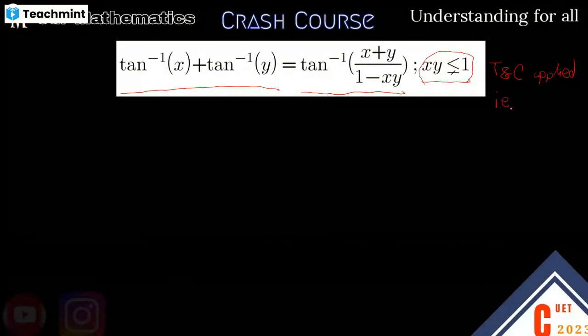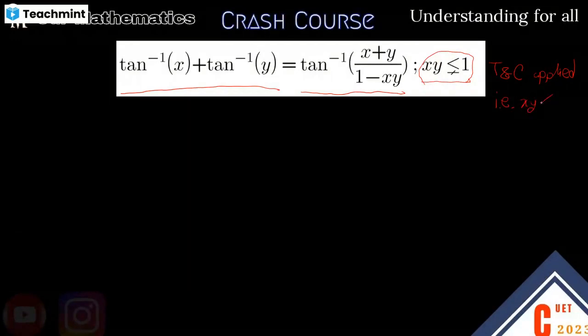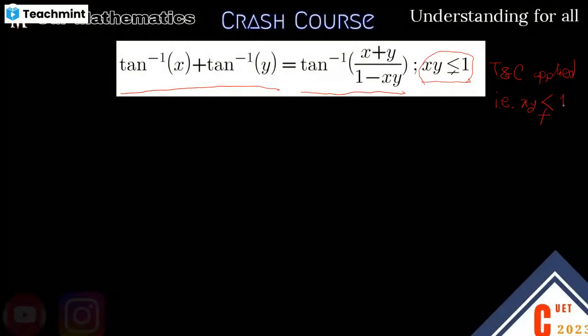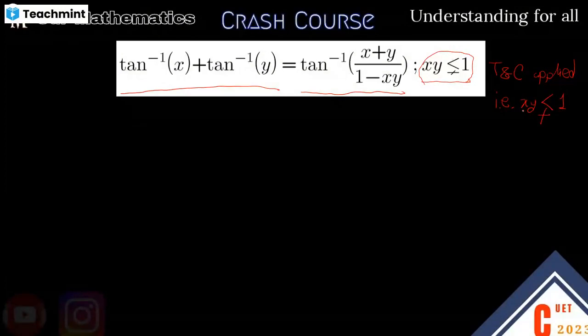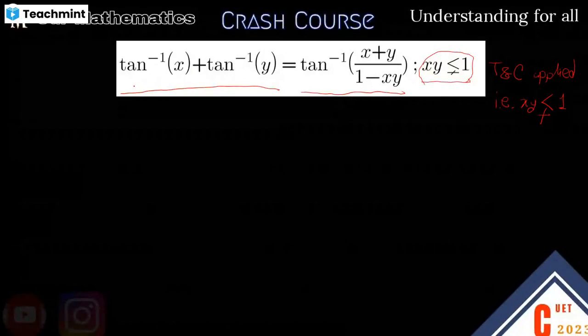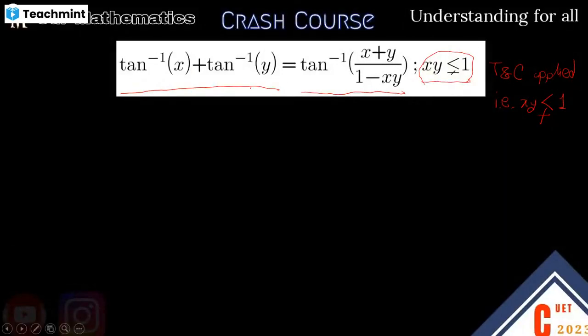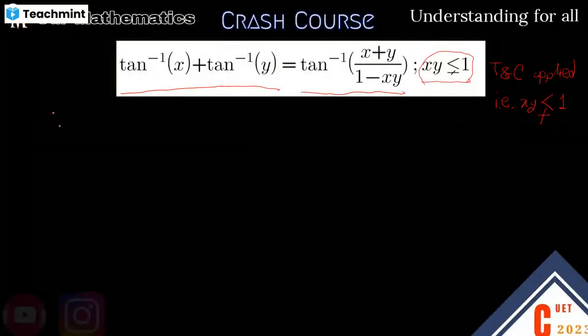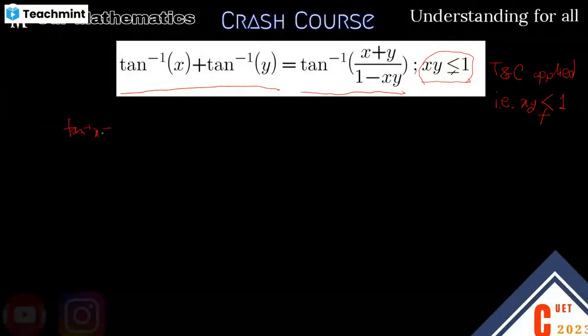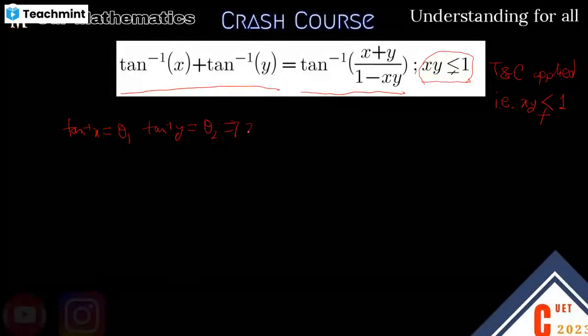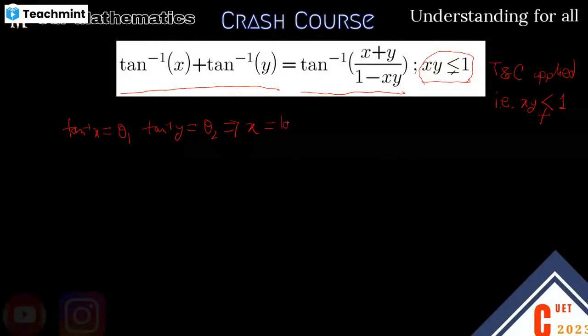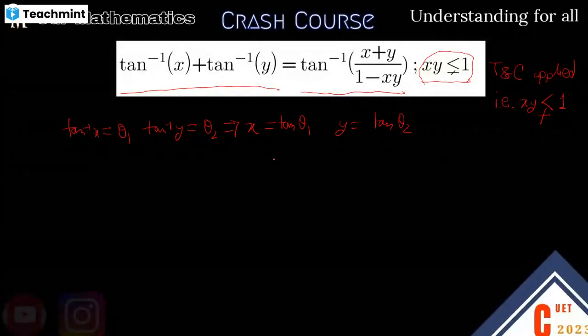That is, xy should be strictly less than 1. Multiply x and y, and if it is strictly less than 1 then only we can use this formula, right? The derivation of the formula is very easy. Let tan inverse x is equal to theta 1, tan inverse y is equal to theta 2. That means x is equal to tan theta 1, y is equal to tan theta 2.